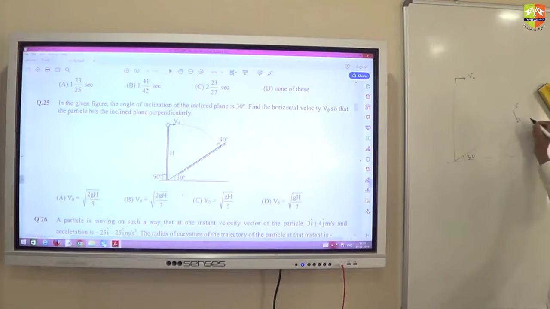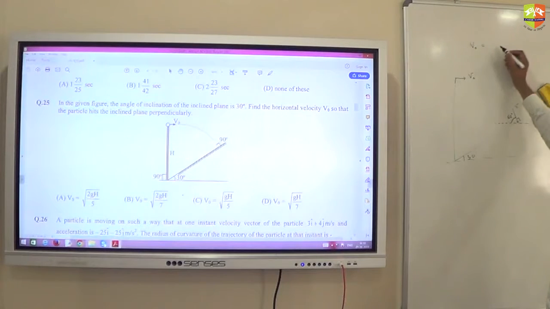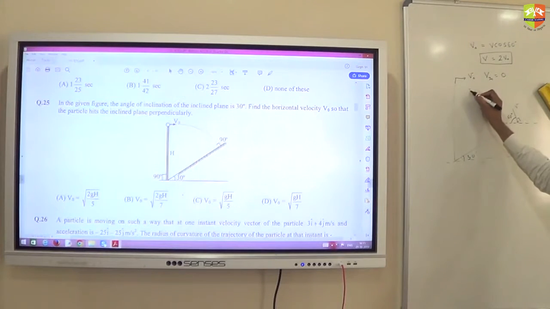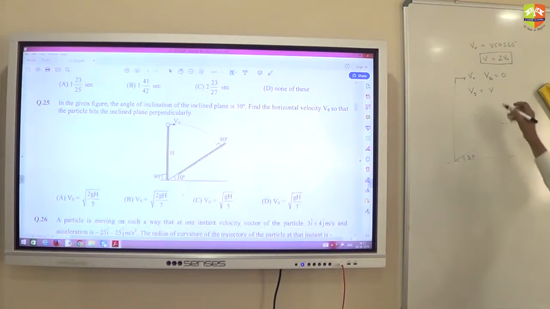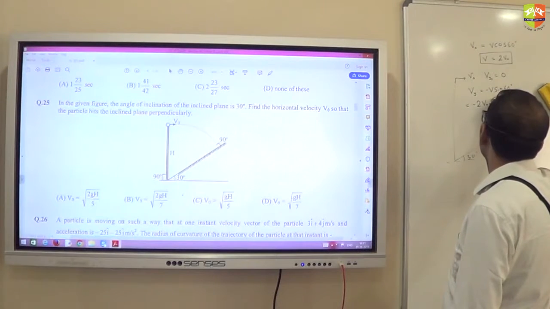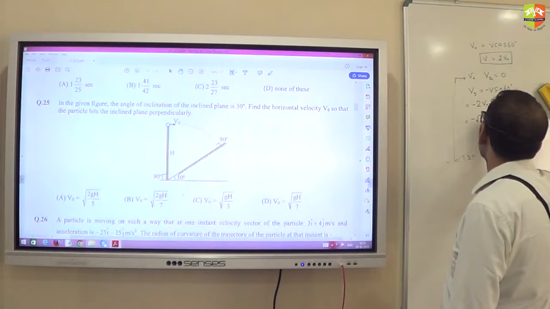See, this is 90 degrees. So the angle with the horizontal is what? This is 60 degrees, right? So the horizontal component should be the same. V naught, which was initially horizontal, should be equal to V cos 60. So V is 2V naught. Now see here, the initial velocity in the vertical direction is 0, right? Vy naught, and the final velocity in the vertical direction is minus V sin 60. And V is 2V naught. So Vy is minus 2V naught sin 60, which is root 3 by 2. So Vy is minus root 3 V naught.